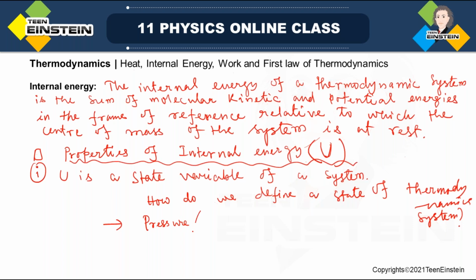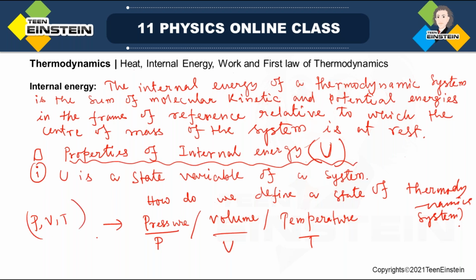Okay, pressure, volume, and temperature. These are the factors. If you define a state of a system, you have to specify what the pressure is, denoted by P, what the volume is, denoted by capital V, and what the temperature is, denoted by T. So P, V, T. These three things you have to tell if you want to specify the state of a particular thermodynamic system.